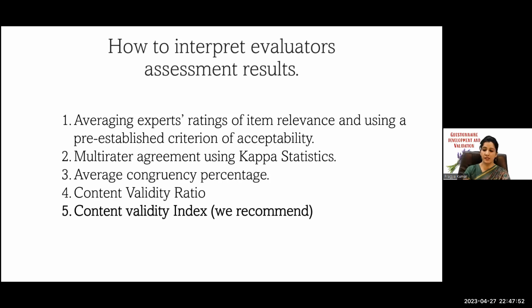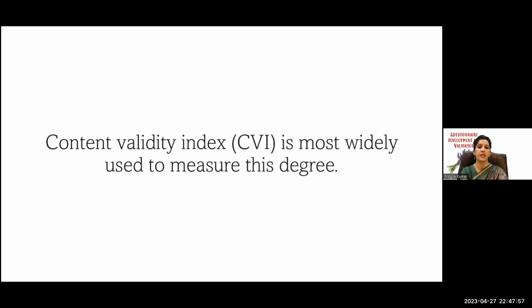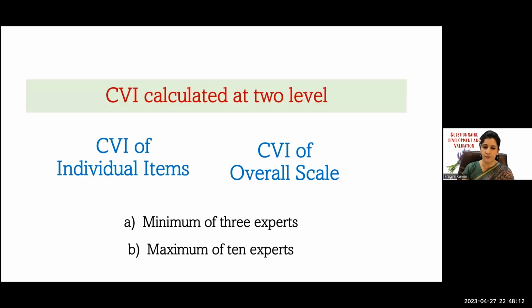So we'll cover this fourth and fifth, that is the content validity ratio and content validity index. These two are most commonly done. And the content validity index is most widely used to measure this degree because it measures the individual item content and also the overall content of the scale. It is calculated at two levels: content validity index of the individual item and content validity index of the overall score.